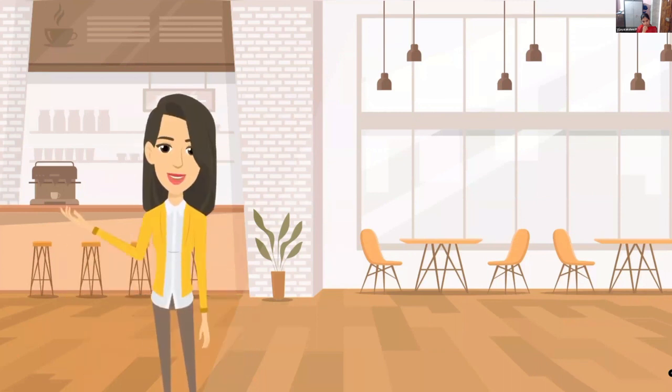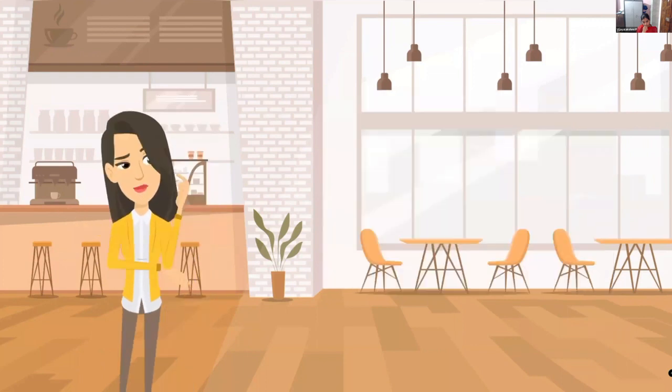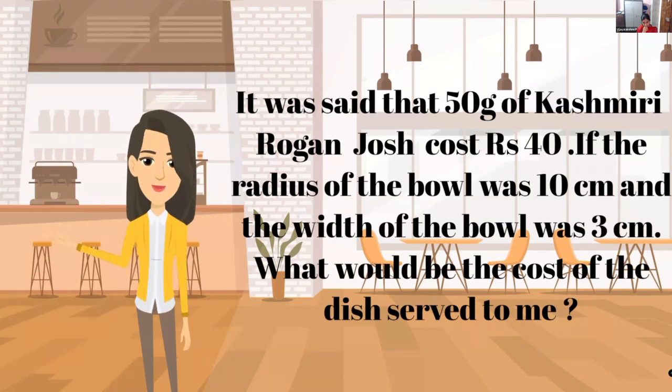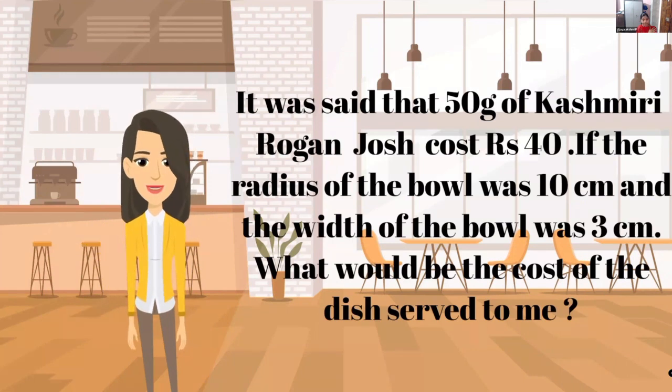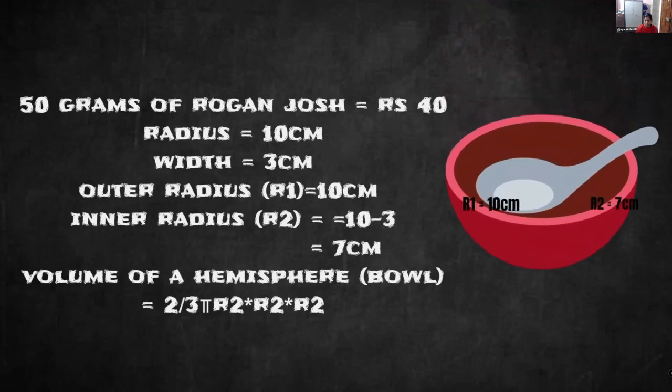That was a delicious dish. It is the famous food of Kashmir, that is, the Kashmiri Rogan Josh. It was said that 50 grams of Kashmiri Rogan Josh costs Rs. 40. If the radius of the bowl was 10 cm and the width of the bowl was 3 cm, what would be the cost of the dish served to me? 50 grams of Rogan Josh equals this cost.